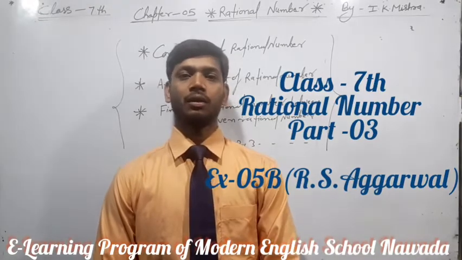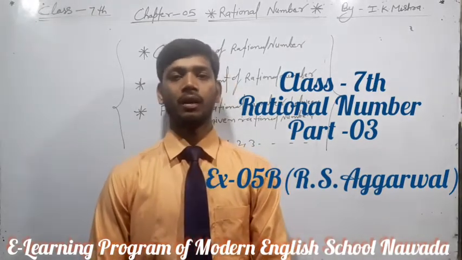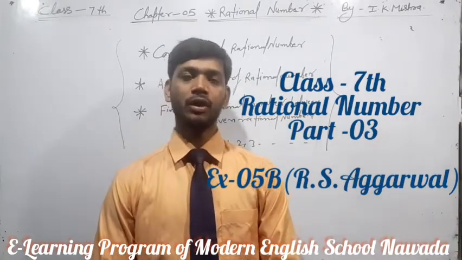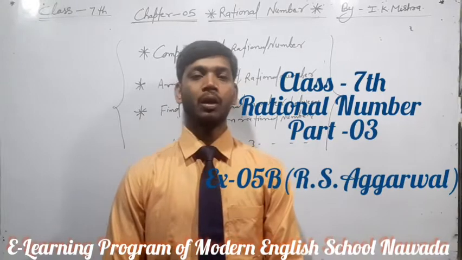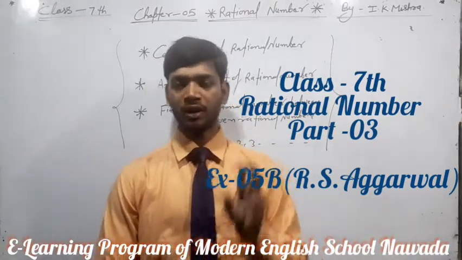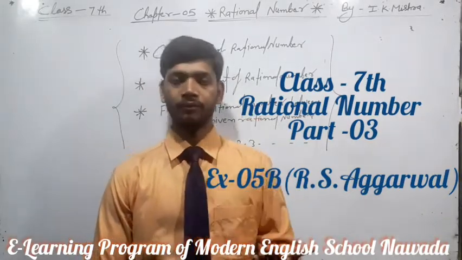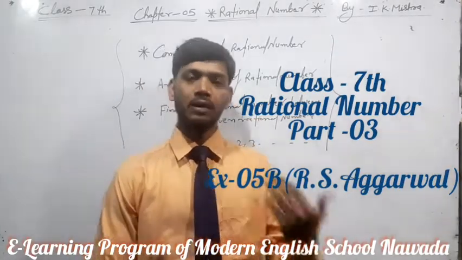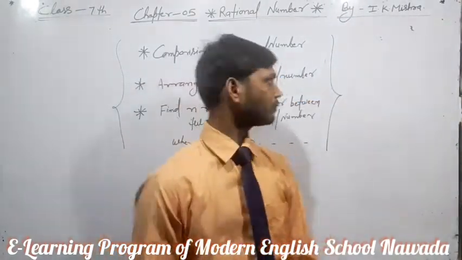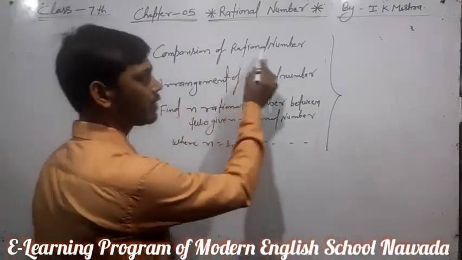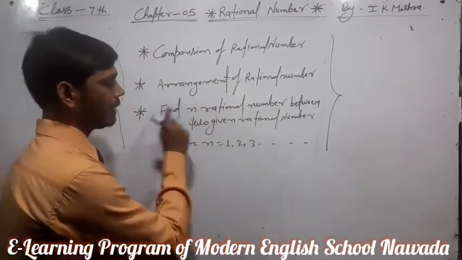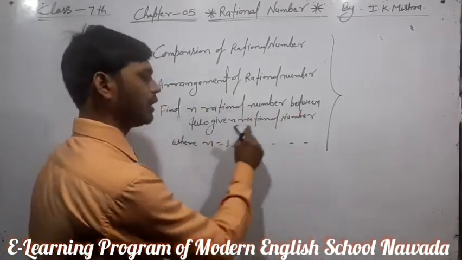Of chapter 5 of the RSL book, chapter name Rational Numbers. Students, in the previous video, part 2, I discussed how you will represent a rational number on the number line. In this video, I will discuss some topics: first, comparison of rational numbers, arrangement of rational numbers, and finding n rational numbers between two given rational numbers.